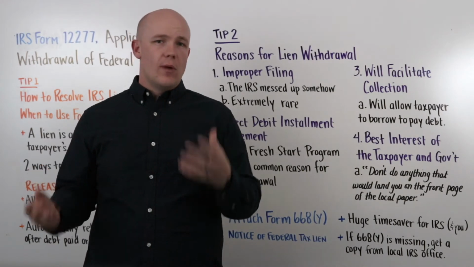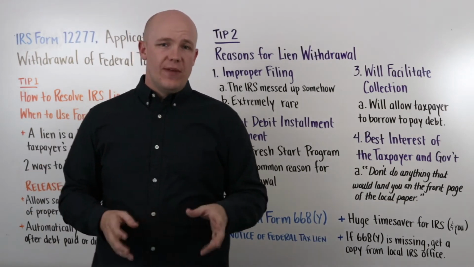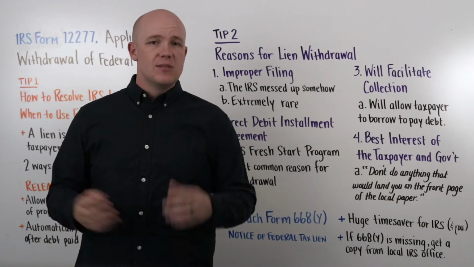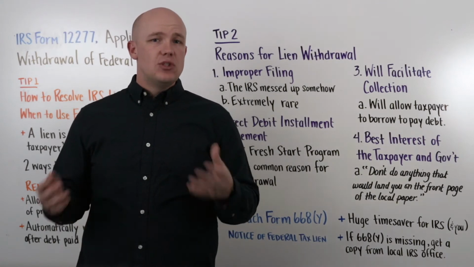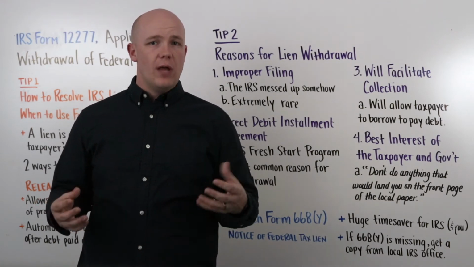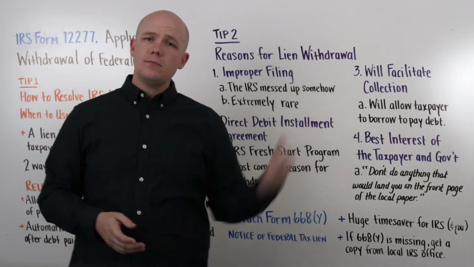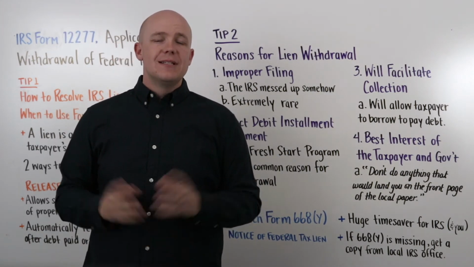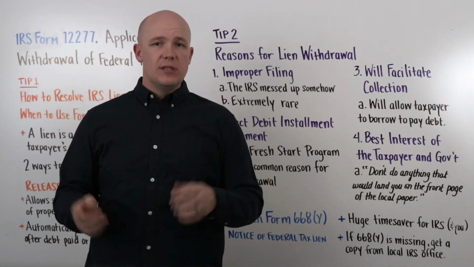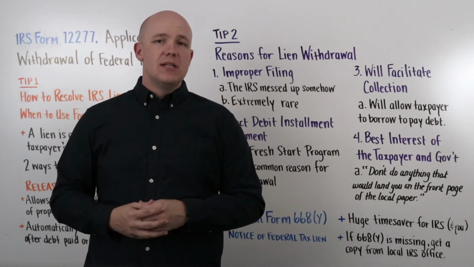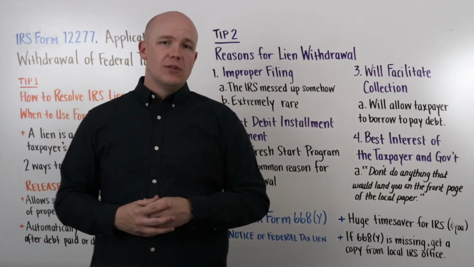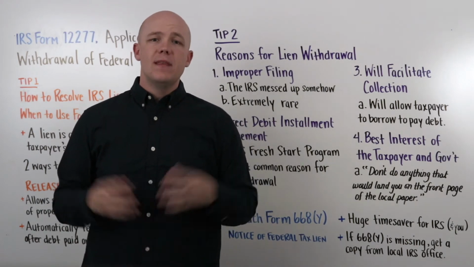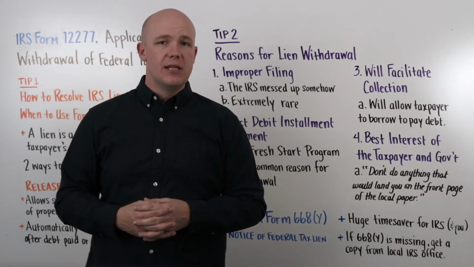This is extremely rare as the IRS has multiple fail-safes in place to avoid these kinds of mistakes. However, mistakes do still happen and the IRS will withdraw the lien if you can prove it. Number 2, the taxpayer entered into an installment agreement to satisfy the liability for which the lien was imposed and the agreement did not provide for a notice of federal tax lien to be filed. This is the most common method of getting a lien withdrawn.